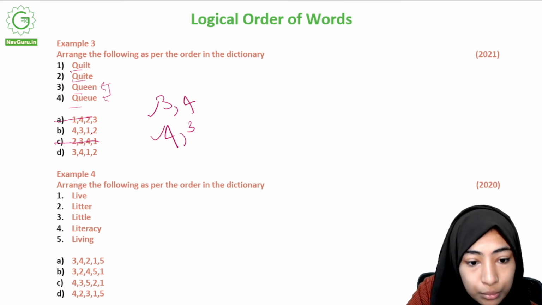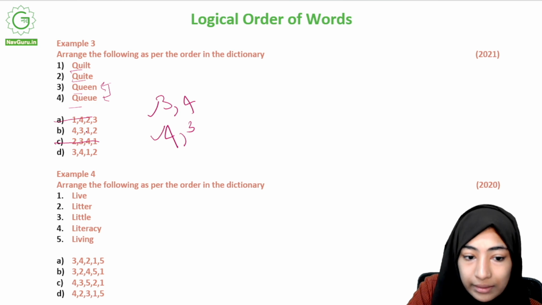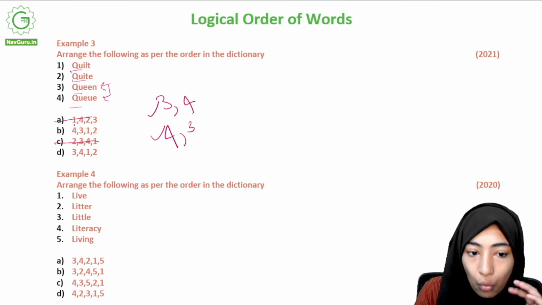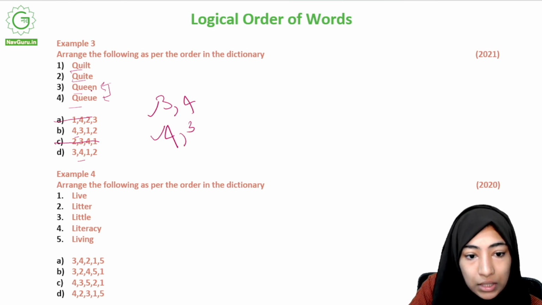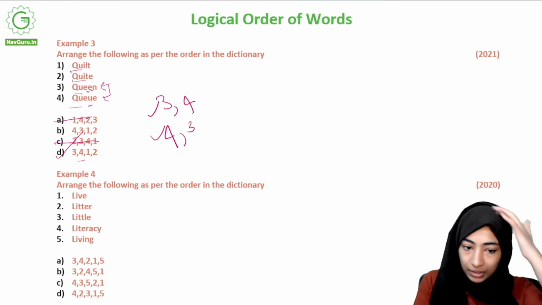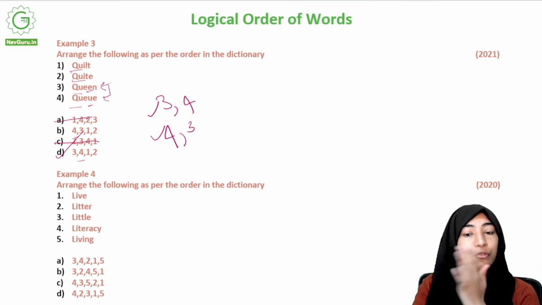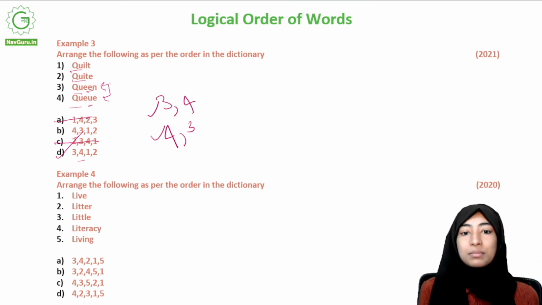Now it's just finding out whether it is 3, 4. You see, you don't have to go through all of the words. It's just to find out whether it's 3, 4 or 4, 3, right? So here E comes before U, so it is 3, 4, and you're done. It's as easy as that. You do not have to go through all the words. Just find a smart way of doing it.